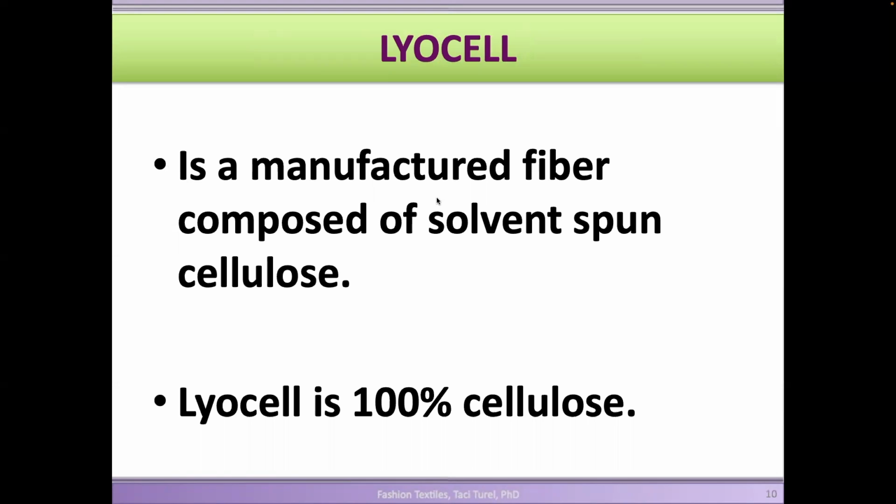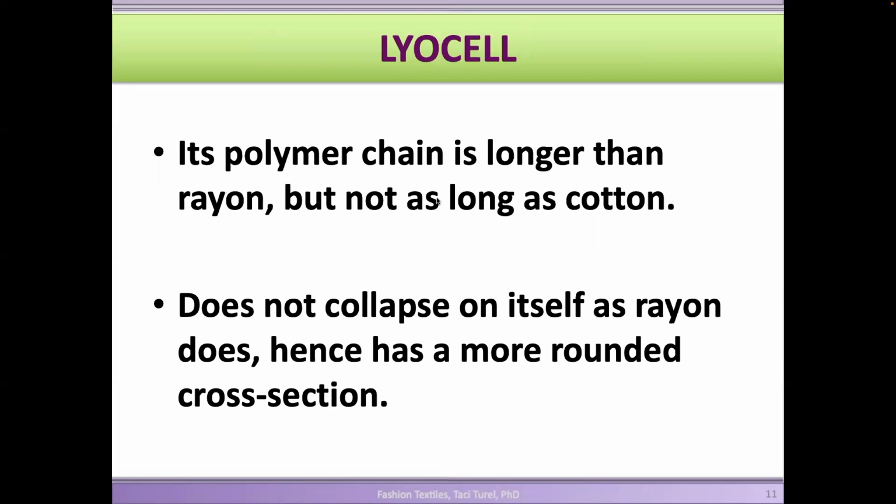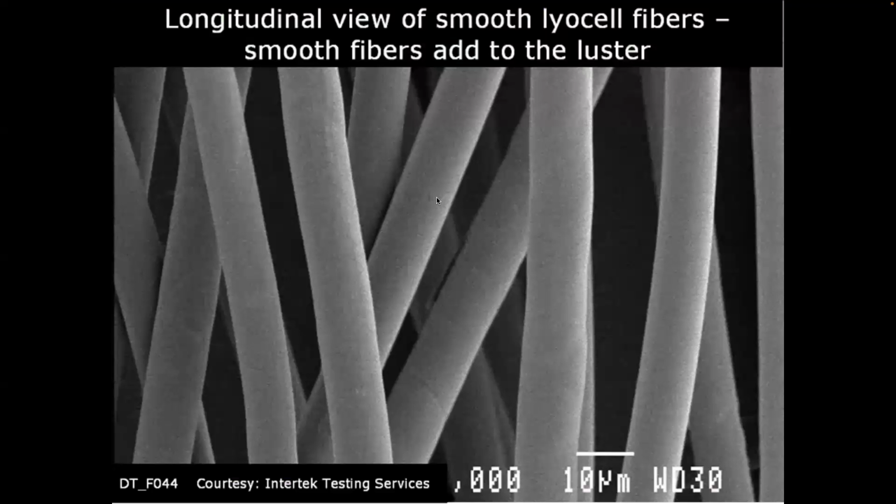Lyocell is also 100% cellulose. And lyocell is a very similar fiber. It's kind of a variation of rayon. But the molecular chains are a little bit longer, so it's a little bit stronger than rayon in general, and it doesn't collapse on itself as rayon does, so it has more of a rounded cross-section. So this is the lyocell fibers.